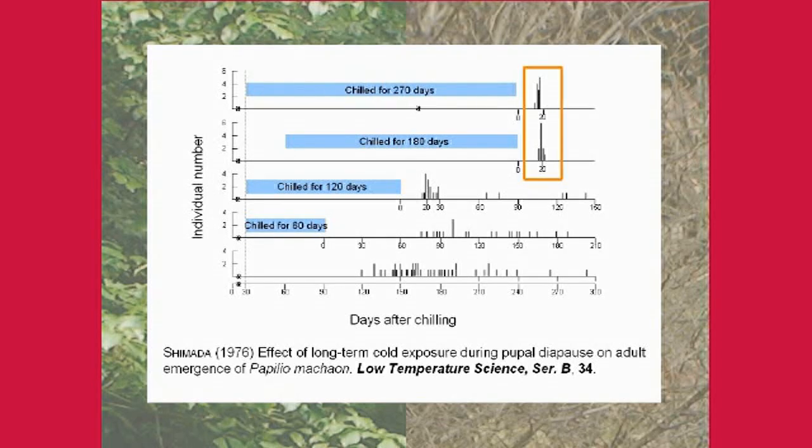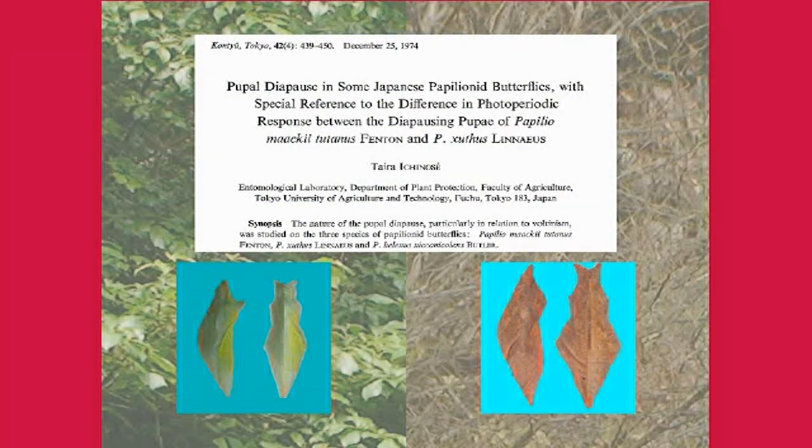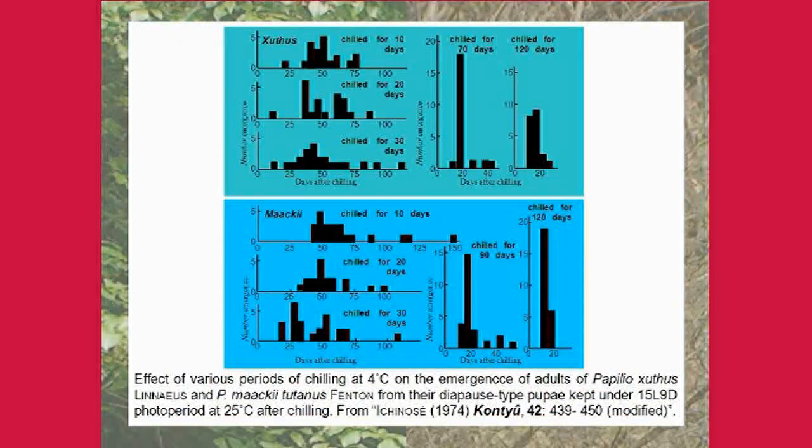On the other hand, if the storage period is 180 days or more, emergence will be gathered. Next, among the diapause pupae of the same papilio butterflies, in Papilio xuthus and Papilio machaon, if the storage period at 4 degrees is 30 days or less, the emergence will vary by 80 days or more when returned to room temperature of 25 degrees. A 1974 paper by Achinos showed that if the storage period at 4 degrees is 120 days, emergence will occur collectively within 20 days when returned to room temperature of 25 degrees.